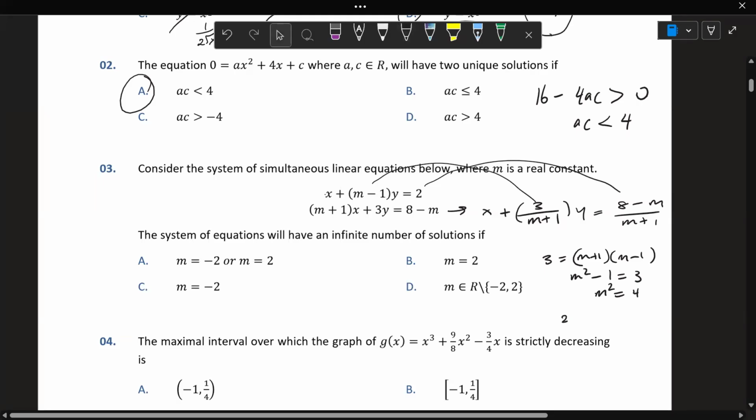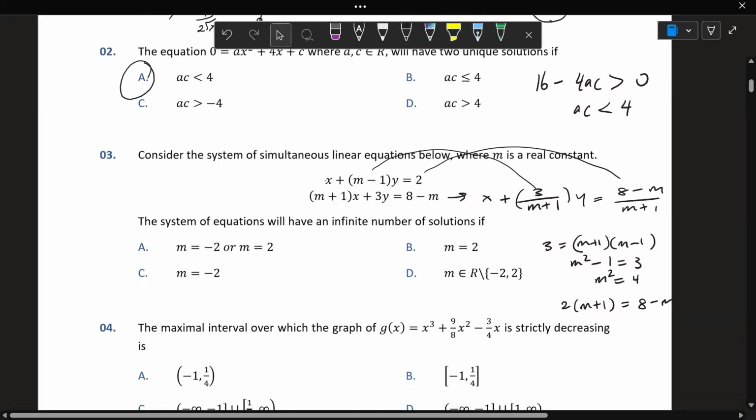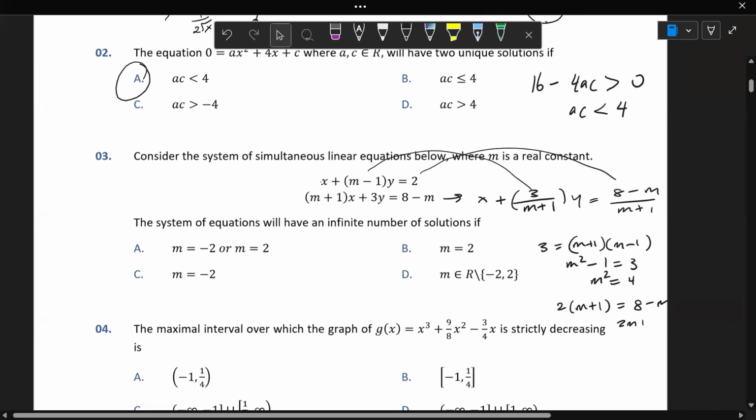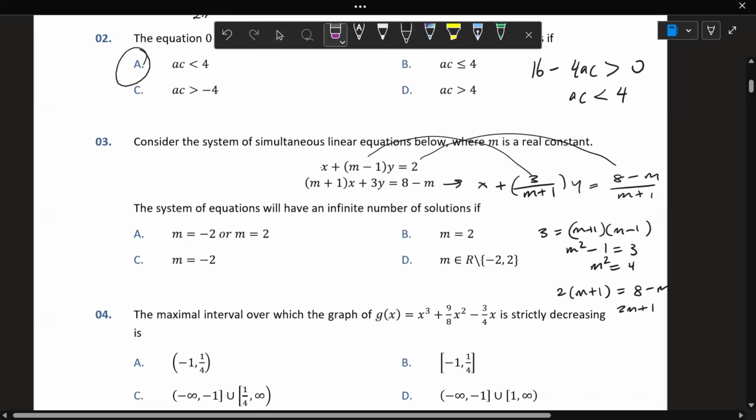And 2m plus 1 should equal 8 minus m. This is the second equation. So then it's just 2m plus 1 should equal 2m plus 2. So then it's just 3m is equal to 6. So m is equal to 2. And here this gives m equals 2, m equals negative 2. But you have to take the value of m which allows both to be correct. So it's just m equals 2.